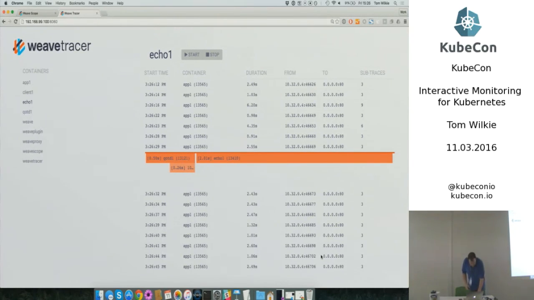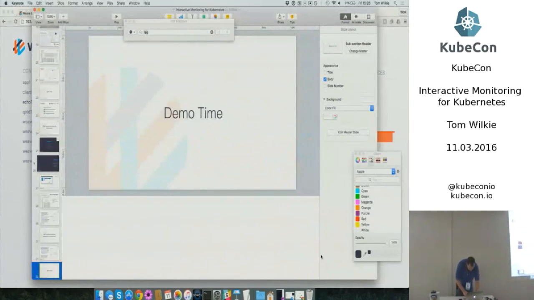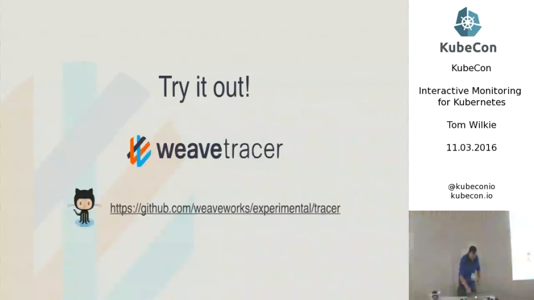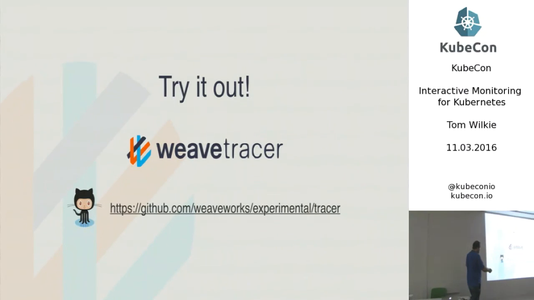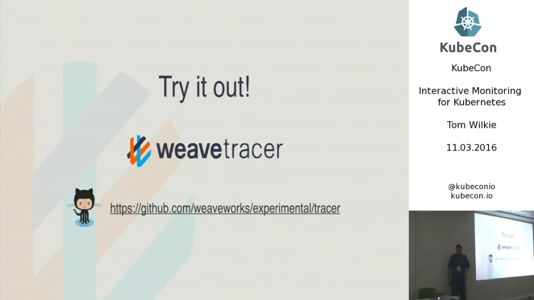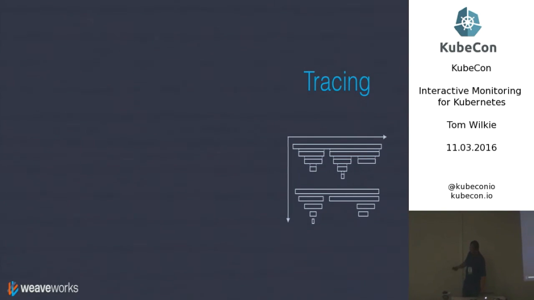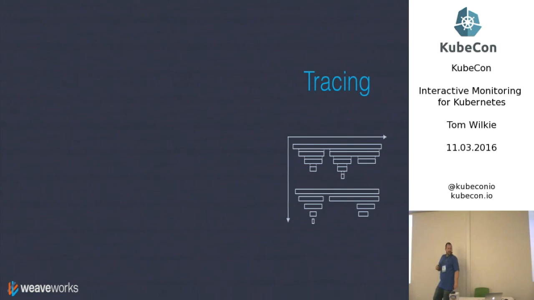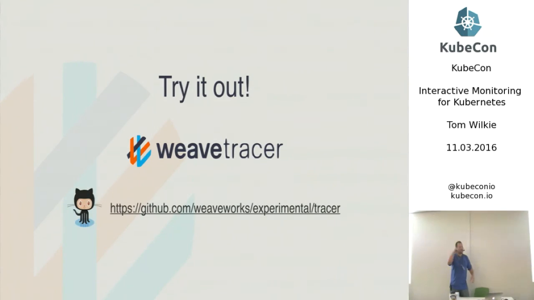So, as the host will be very pleased to hear, that was pretty much the end of my talk. Tracer is also open source. It's in the experimental directory of Scope. And of course, that URL is wrong, so go and look at Weaveworks Scope experimental. That's tracing. Hopefully, I've tried to persuade you. I've got another slide at the end with all the links on. But that's Weave Tracer.